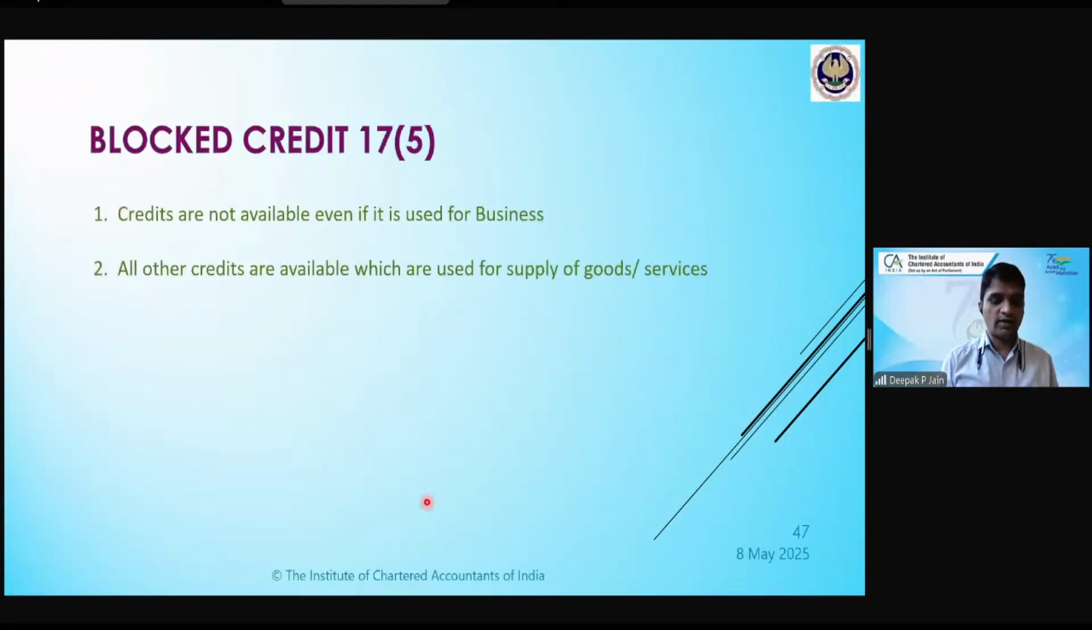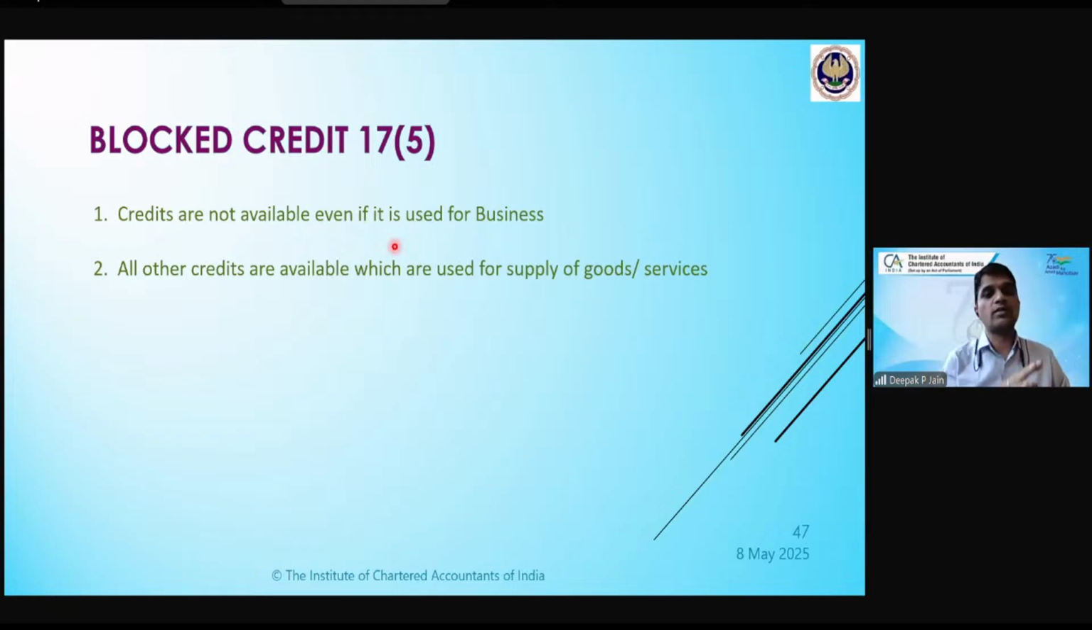Now, what is block credit? Block credit means credits which are not available even if it is used for business. The main section under section 17 which describes block credit is section 17(5). It says these are credits where all the conditions of section 16 are satisfied, you're using it for your business, it is appearing in your 2B, you made the payment within 180 days. All that is fine, but still credit will not be available because they are called block credit.